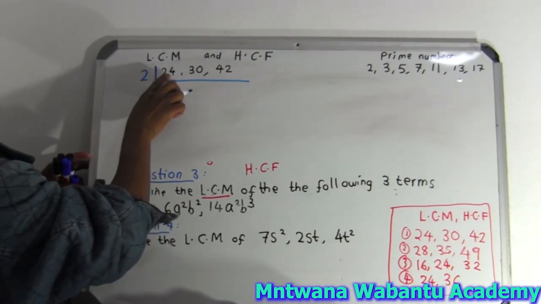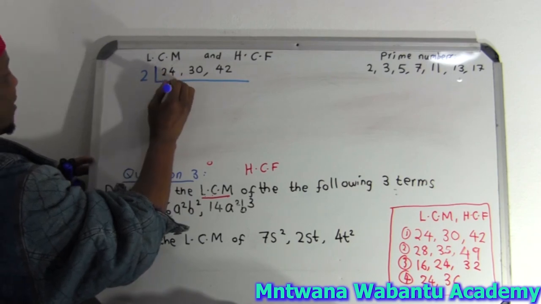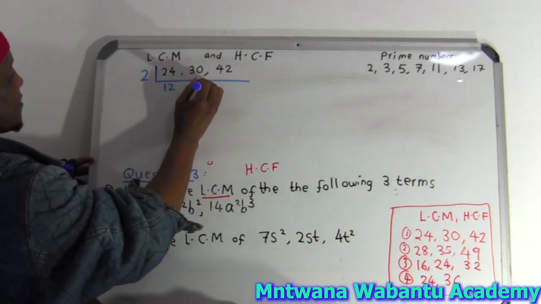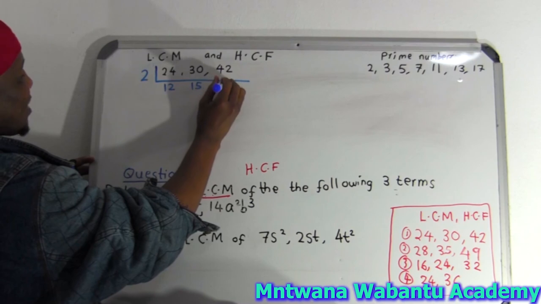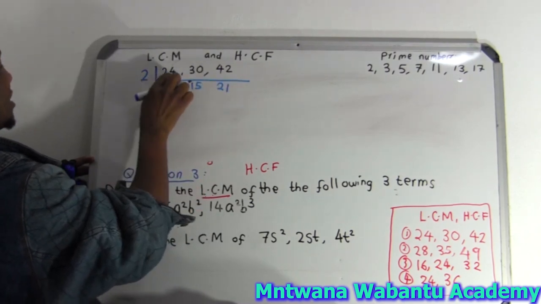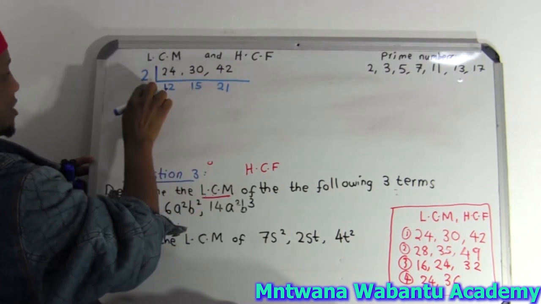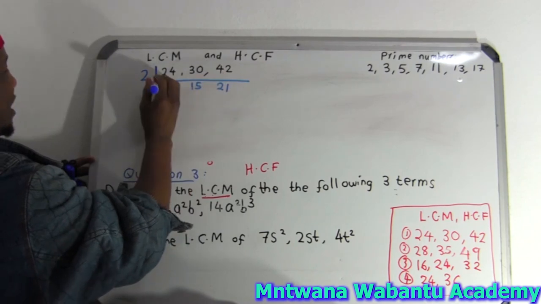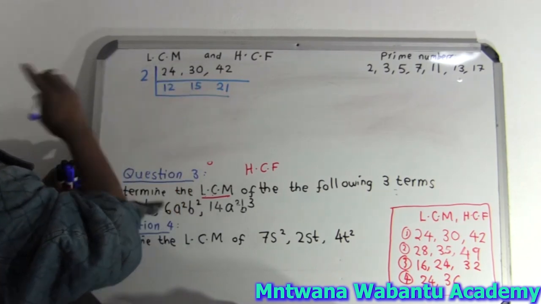How many twos in 24? There are 12. How many twos in 30? There are 15. How many twos in 42? There are 21. It means just divide. So 24 divided by 2 is 12. 30 divided by 2 is 15. And 42 divided by 2 is 21. Now we go. Okay, and are all these numbers divisible?